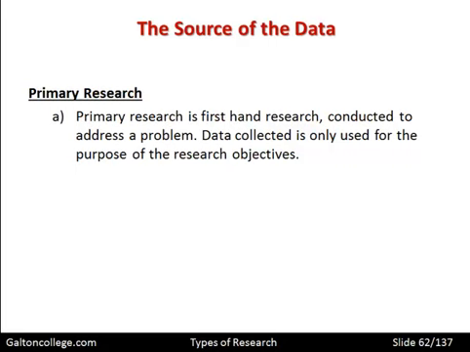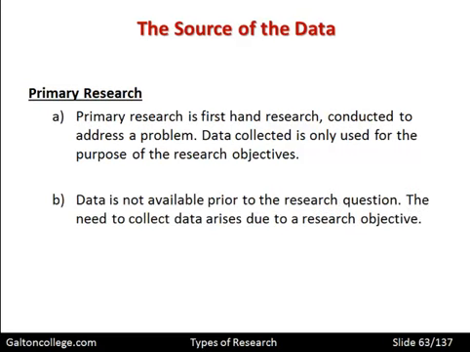So the research has a purpose and it has set research objectives, and it's done for that purpose, and that's the original purpose and probably the only purpose for that research. Data is not available prior to the research question. There is nothing available. There's no other source of information or data. There's been no analysis in the past. No data was collected in the past and processed into information and made available. It doesn't exist.